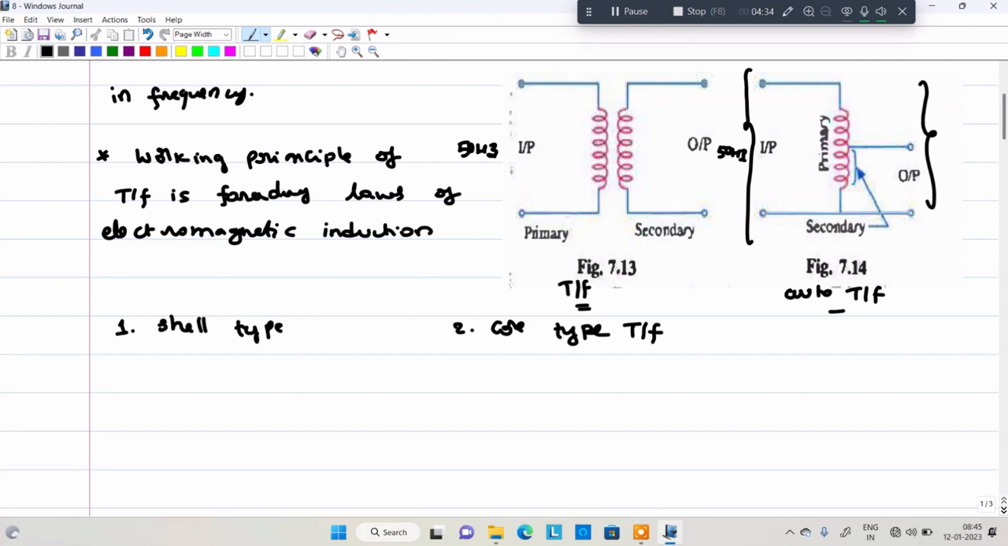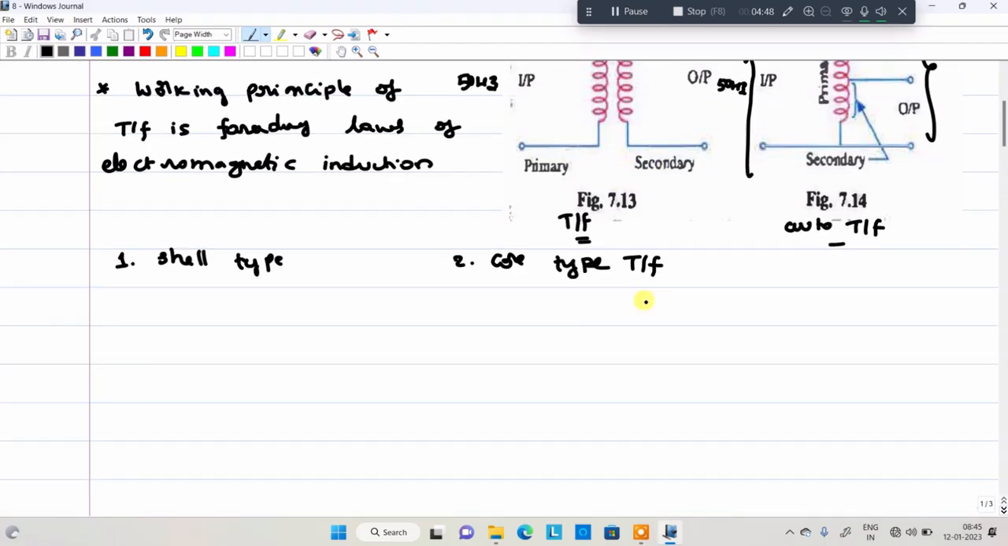Okay, now is the 2-winding transformer electrically connected? No, the 2-winding transformer is magnetically connected. So there is no electrical connection in between, both are isolated. That's why it is also called an isolated transformer.